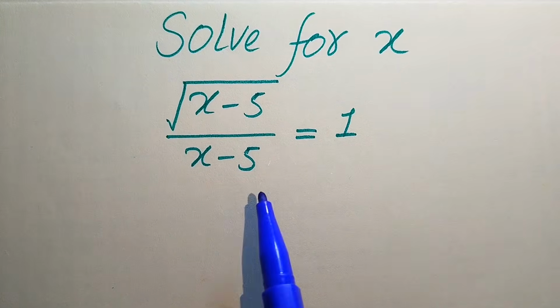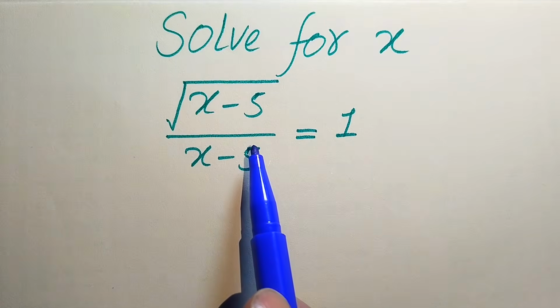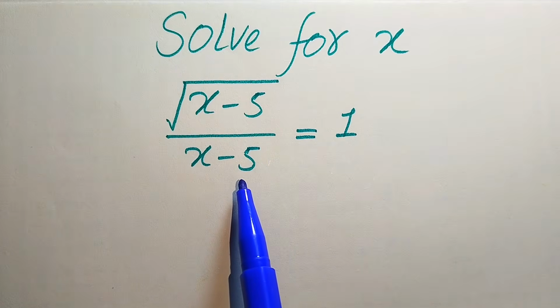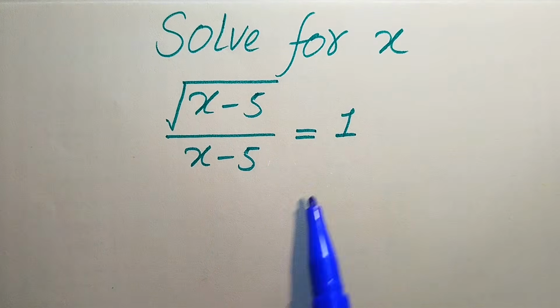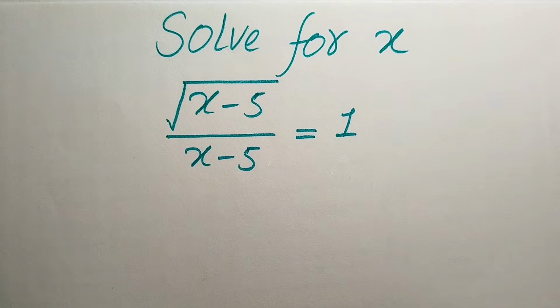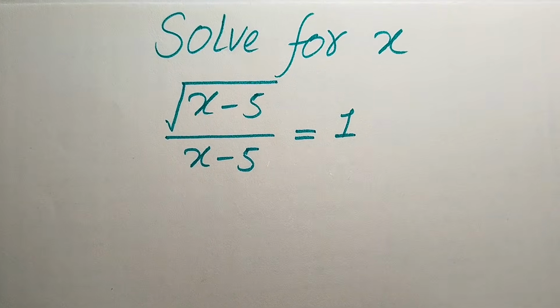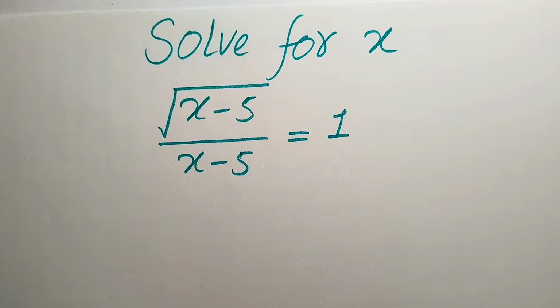So here we have (x minus 5) whole square root divided by (x minus 5) is equal to 1, and we solve this problem for all the values of x. Further, we solve this problem by two methods.